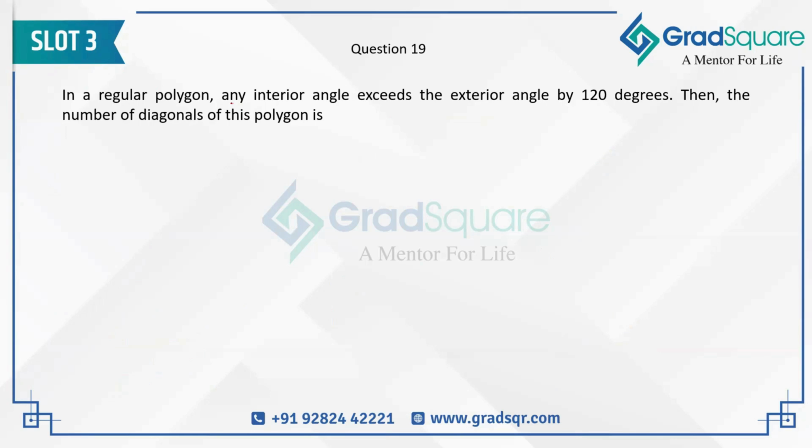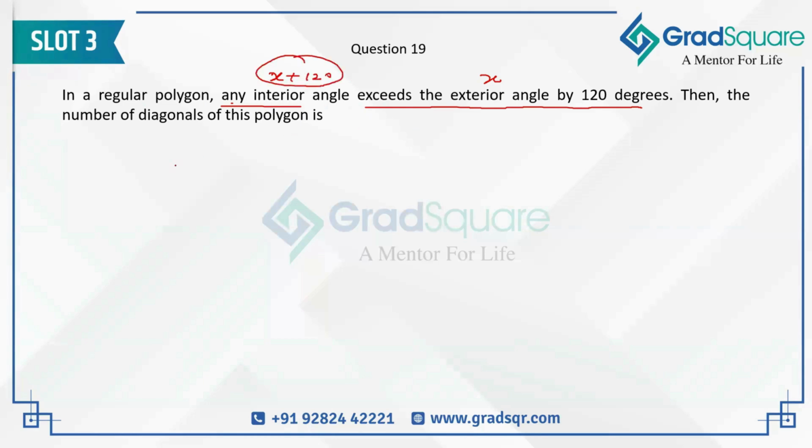In a regular polygon, any interior angle exceeds the exterior angle by 120. So if the exterior angle is x, then any interior angle exceeds the exterior angle by 120. So the interior angle will then turn out to be x plus 120.